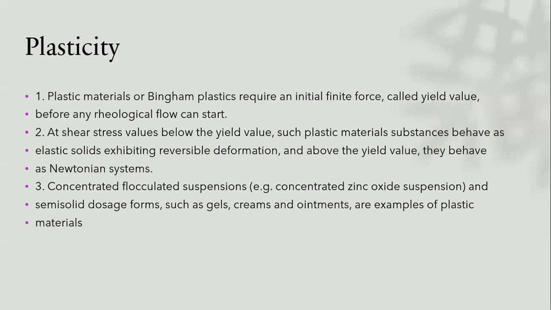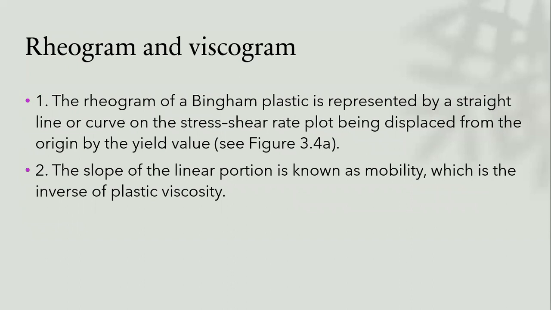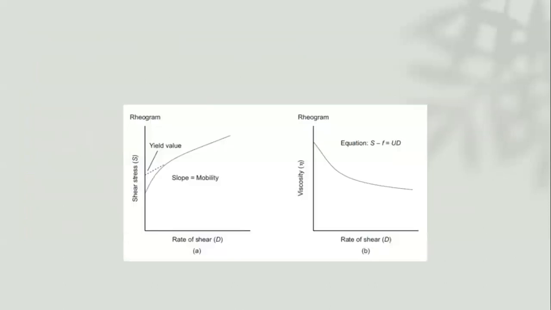Concentrated flocculated suspensions are an example. For example, concentrated zinc oxide suspension in semi-solid dosage forms such as gels, creams, and ointments are examples of plastic materials. How are their rheograms and viscograms? The rheogram of a Bingham plastic is represented by a straight line or curve on this stress shear rate plot, being displaced from the origin by the yield value. The slope of the linear portion is known as mobility, which is the inverse of plastic viscosity. You see?